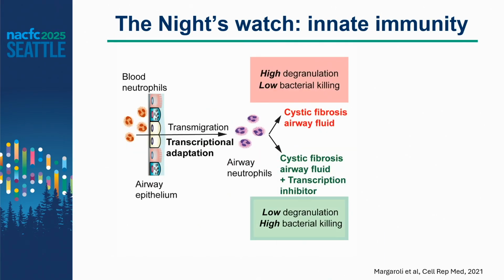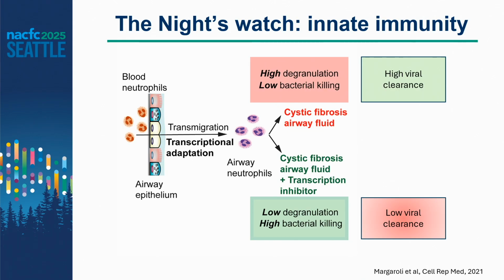And then a few years ago, we showed that neutrophils themselves change dramatically when they migrate from the blood into the lung. And this is dependent upon a transcriptional adaptation, which relates to their ability to actually clear bacteria. And recently, we added another piece of the puzzle where we see a switch in how the neutrophils deal with certain categories of pathogens, whereas they reduce their bacterial clearance, but they are increasing their ability to clear virus in the lung.